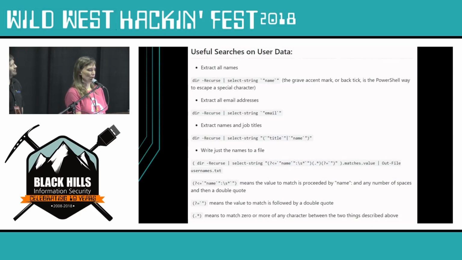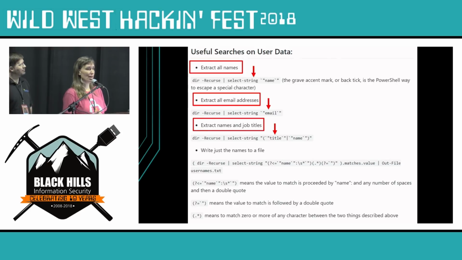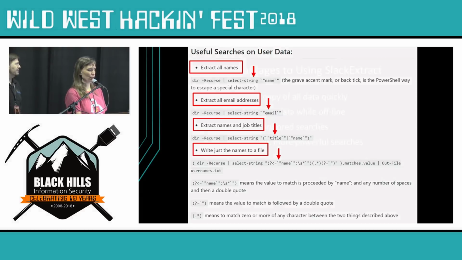And so, for example, if you want to extract all the usernames, this is kind of the PowerShell version of grepping. So you could select string and select name, and that would give you all the names of all the users. Or you could do the email addresses. If you wanted to select the title and the name, you could do a command like that. And if you wanted to just write the usernames to a file, which is really handy for password spraying, you could use that command. And there's a little description at the end of how that kind of search works there. So that's kind of useful.